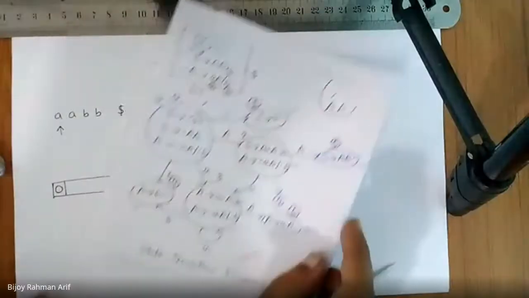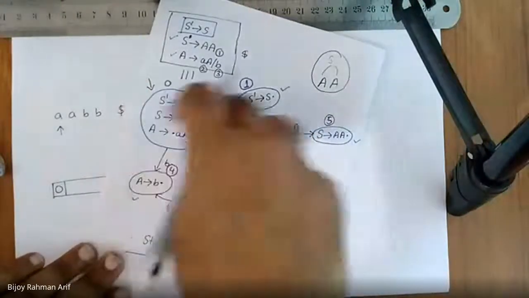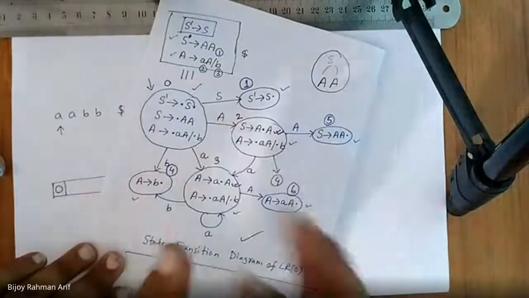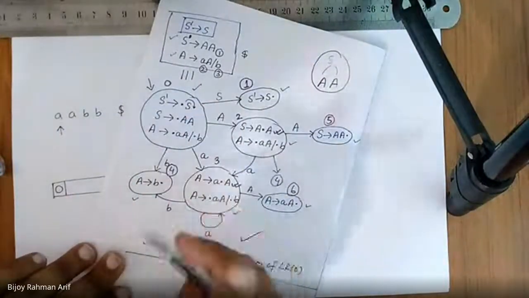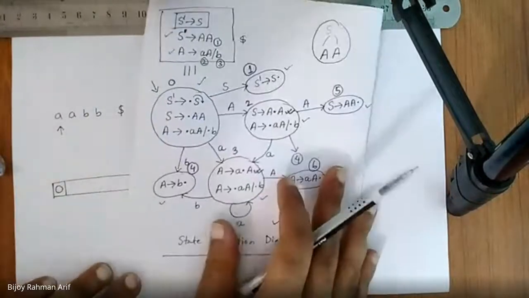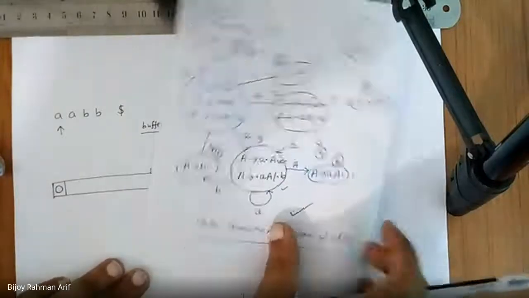Yes. Because we are traversing this automata, this diagram or graph, whatever you say. So that's why we have to start our journey from state number 0. That is our start state. So that's why the first entry in the stack is 0.